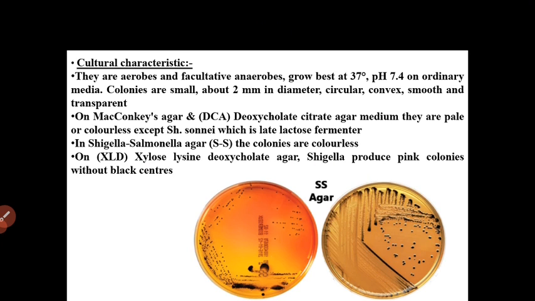Now let's see its cultural characteristics. They are aerobes and facultative anaerobes. They grow best at 37 degrees centigrade. They require pH 7.4 on ordinary medium. Colonies are small, measuring about 1 to 3 by 0.5 micrometer, or you can say about 2 mm in diameter. Circular, convex, smooth and transparent.